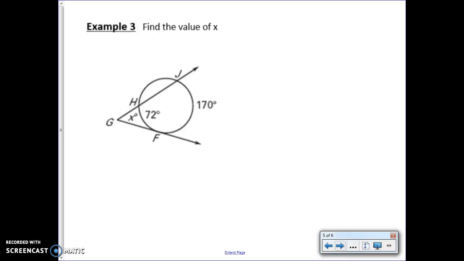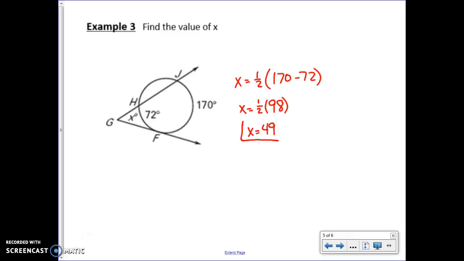Let's try a problem. So find the value of x. So our angle is equal to 1/2, and since the angle's outside, we're going to be subtracting. We have 170 minus 72. So 170 minus 72 gives us 98, and half of 98 is 49. So x is 49.